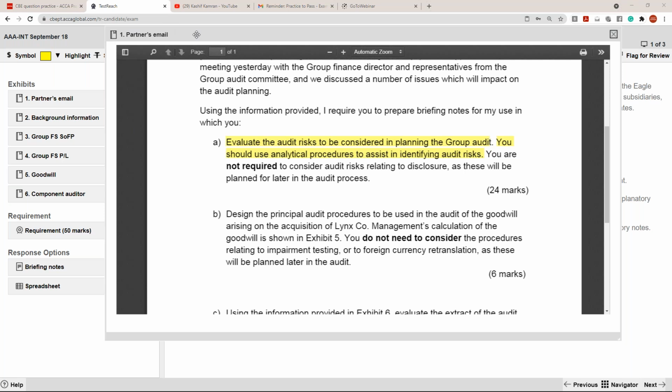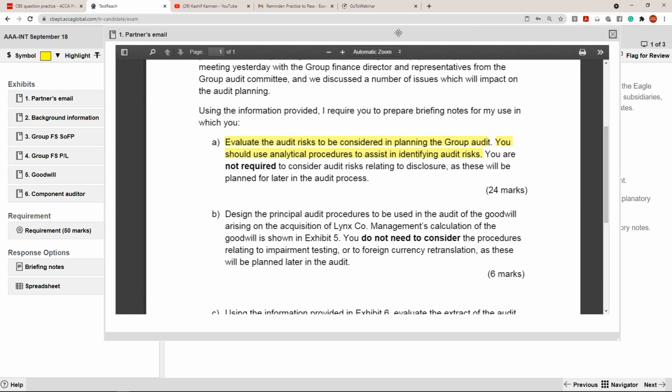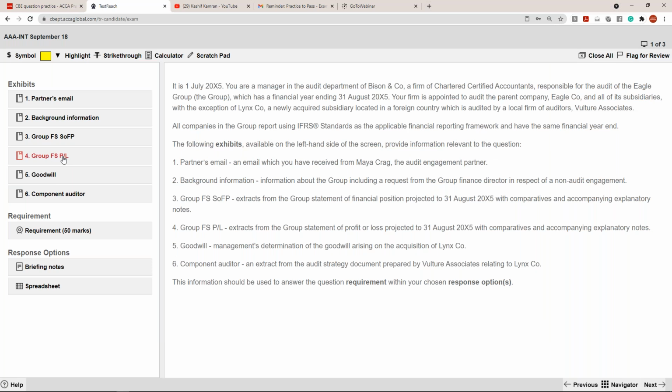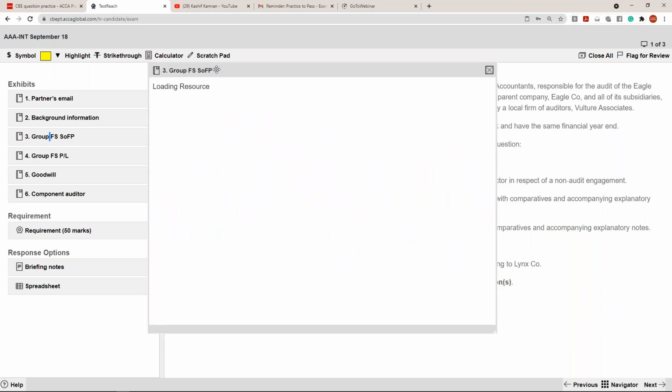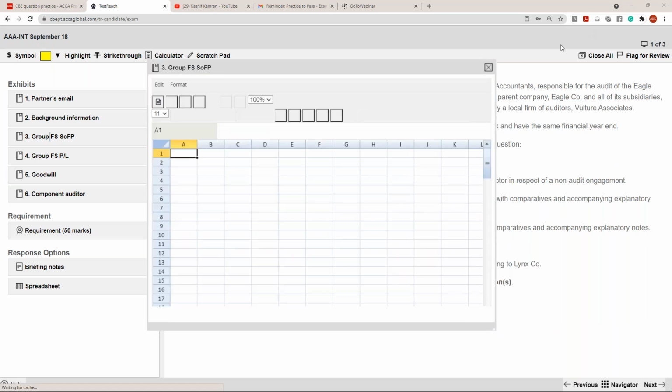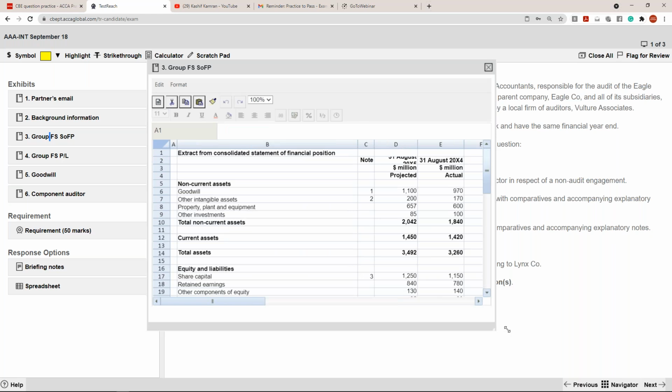Now, when you need to use the analytical procedure, can you see you have been given a balance sheet and an income statement in the exhibits? Can you see in the exhibits you have an SOFP and a P&L? On the left panel, can you see the SOFP and P&L? Okay, you click on the SOFP first. You click on the group financial statements, SOFP. You will see the SOFP coming in front of your screen now.